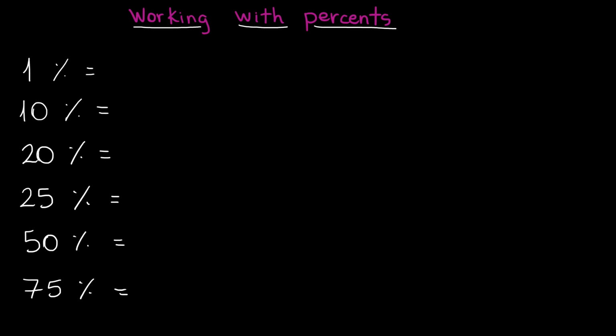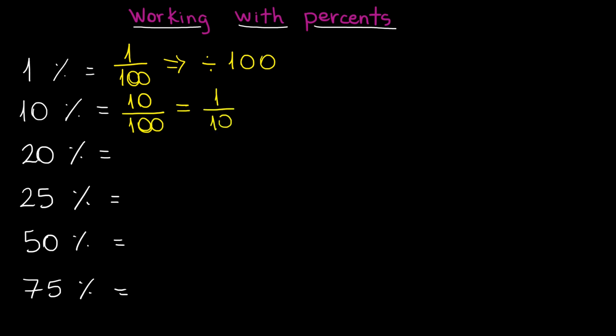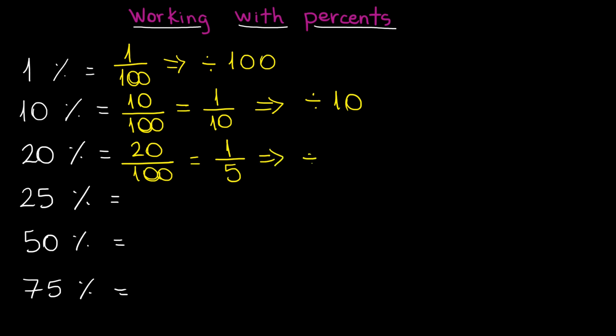For example, if you want to find 1% of something, you can remember that 1% is 1 out of 100, and it's the same as dividing by 100. If you want to calculate 10%, this is 10 out of 100, simplified equals 1/10. And this is the same as dividing by 10. If you want to calculate 20%, this is 20 out of 100, and this is equal to 1/5. You can just divide it by 5.